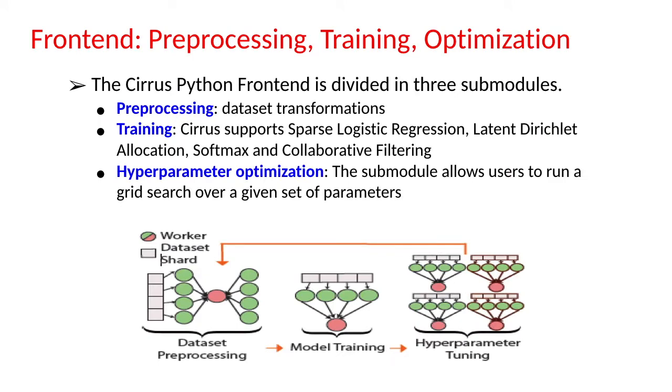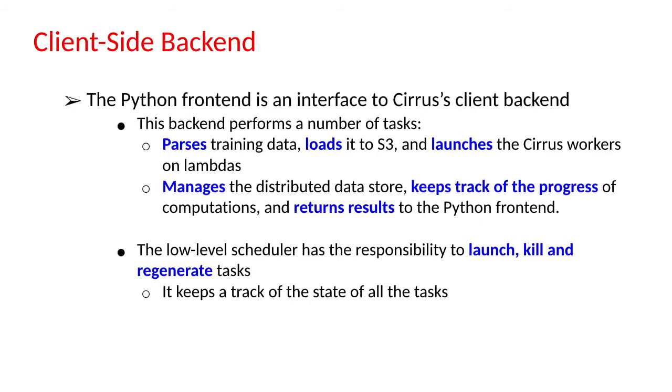Now let's understand the client-side backend of the Python frontend. The Python frontend is an interface to the CIRRUS client's backend. This backend performs a number of tasks. First, it parses the training data, loads that data to S3, and launches the CIRRUS workers on lambdas. Secondly, it manages the distributed data store, keeps track of the progress of the computations, and returns the result to the Python frontend. It also consists of a low-level scheduler which has the responsibility to launch, kill, and regenerate tasks. It keeps track of all the states of the system.